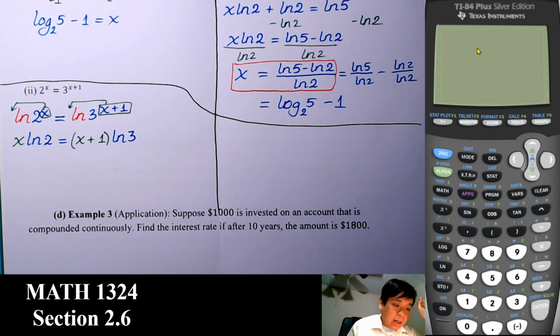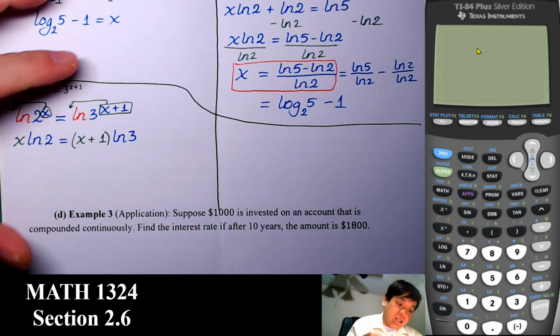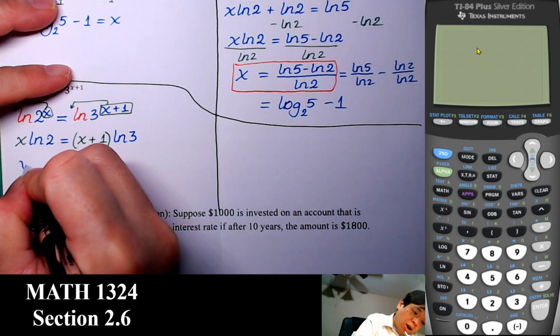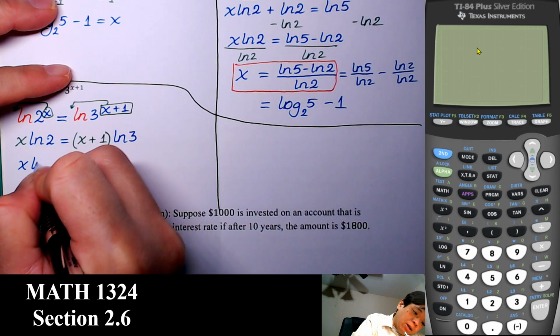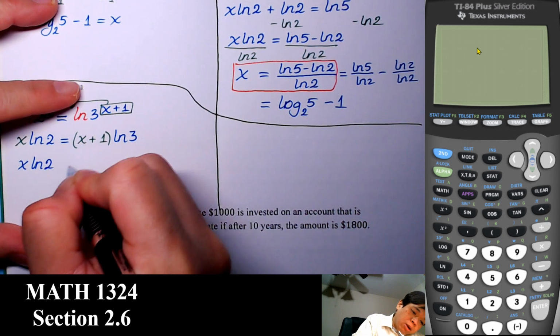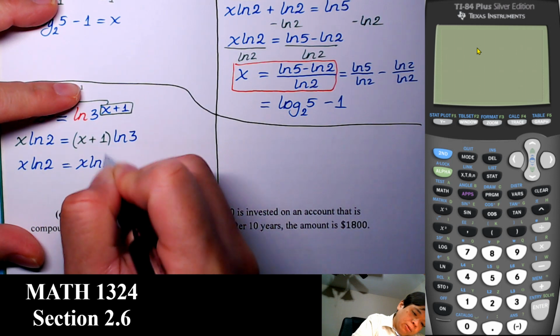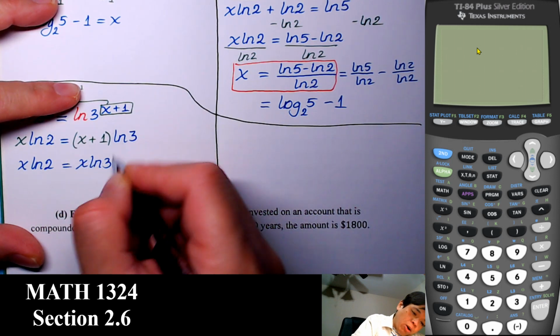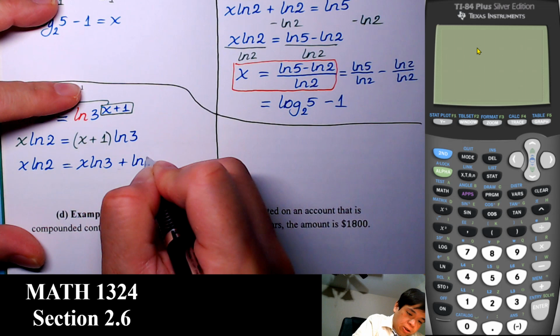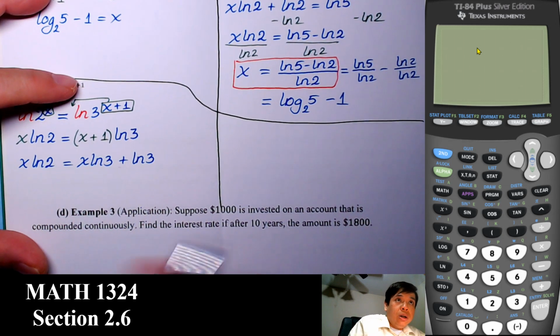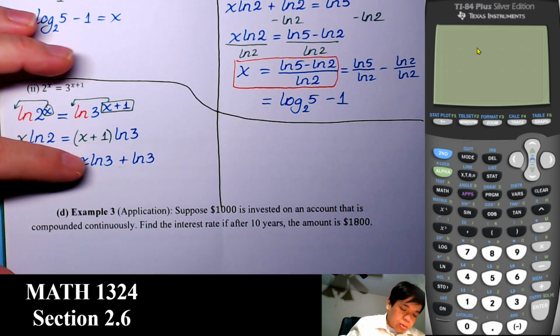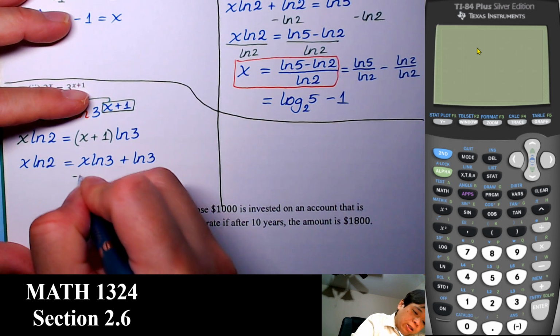Right. Now we solve for x, two different places. So this is slightly more complicated. So x ln of 2. Now we multiply it out. X ln of 3. X ln of 3 and then 1 plus ln of 3. Now try to solve for it.